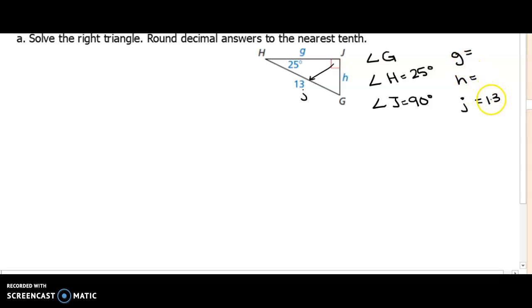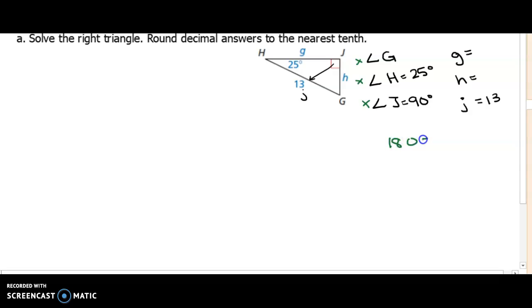And with those three pieces of information, the easiest thing is going to be to find what you have two of already. So if you have two angles, finding the third angle is going to be the easiest. If you're given two sides, finding the third side is going to be the easiest. Okay, so we have two angles here, so I can find angle G, because we know that these three form a triangle and they all have to add up to 180 degrees.